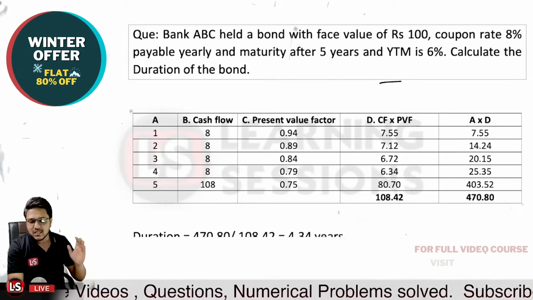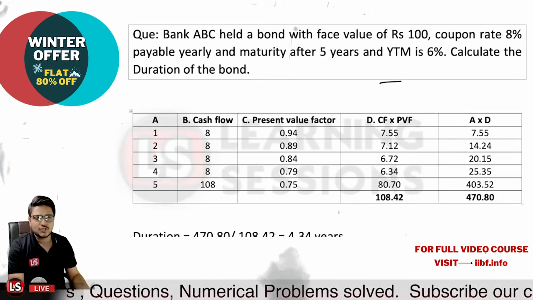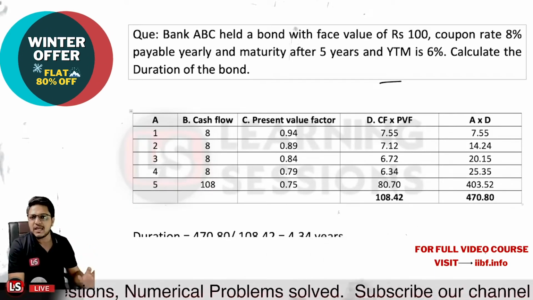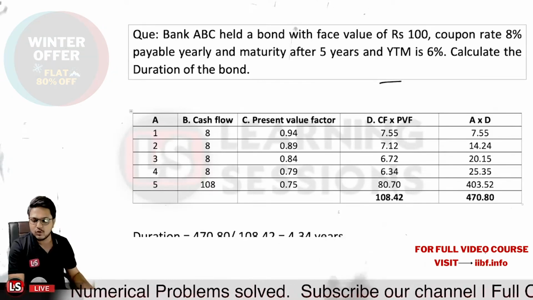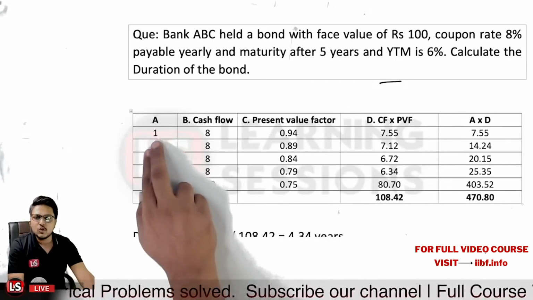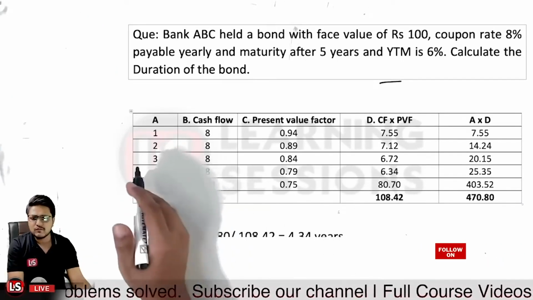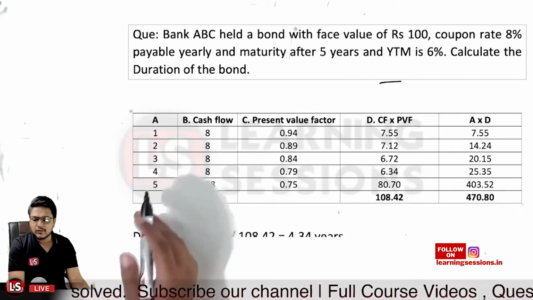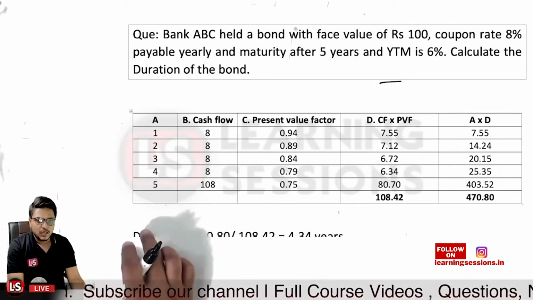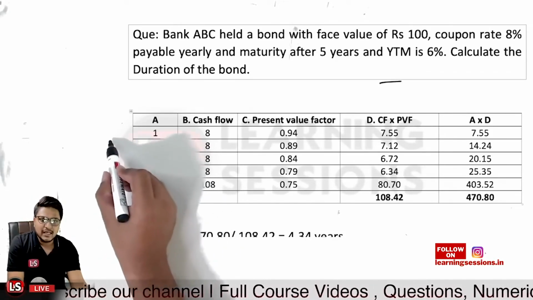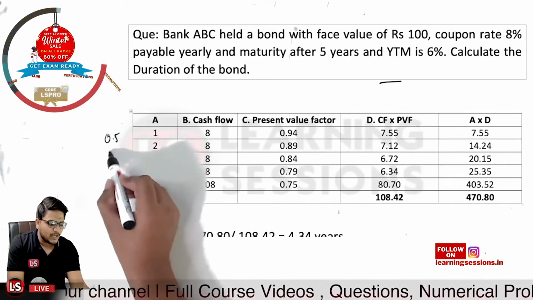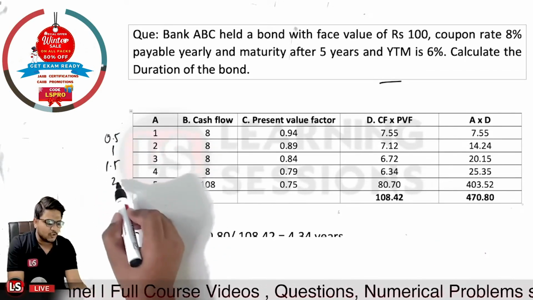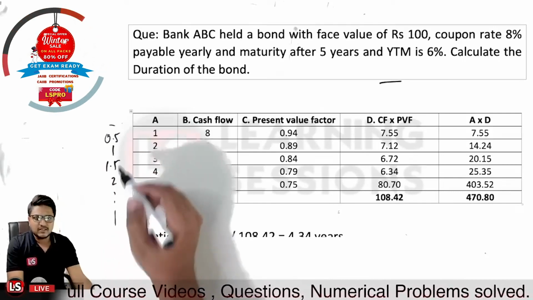It may be the case that it is specifically mentioned in the question itself that you are getting semi-annual coupons. In that particular case, the period would be 0.5, 1. If it was mentioned that you're getting the semi-annual coupons, the column would have been 0.5, then 1, then 1.5, then 2. So it would be covered in such a manner.